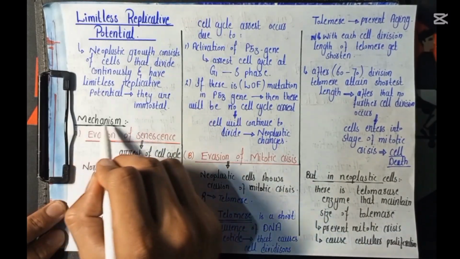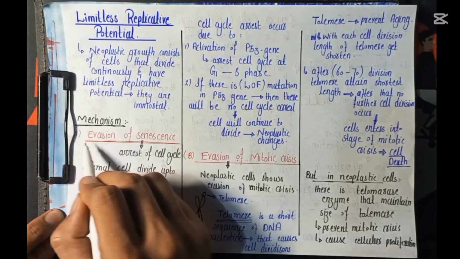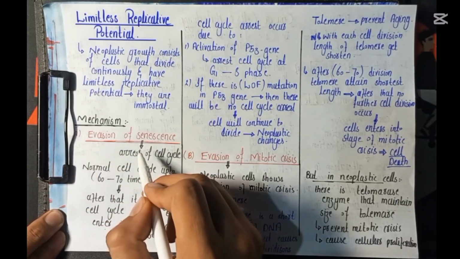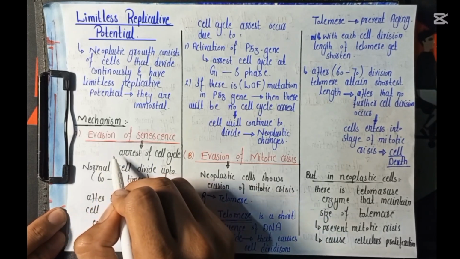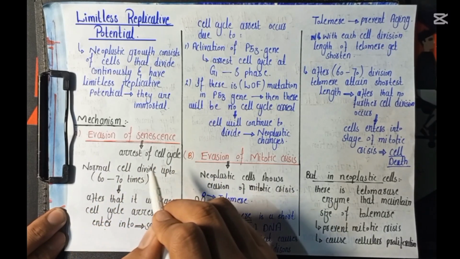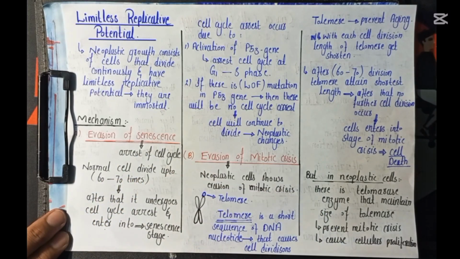About the mechanism involved in the limitless replicative potential. The first one is the evasion of the senescence. Senescence means arrest of the cell cycle. In a neoplastic cell, there is no arrest of the cell cycle, so we say that evasion of the senescence occurs in the cancer cell.